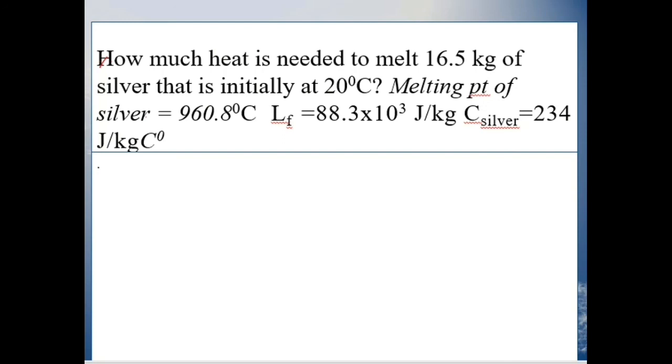Take note that it's not always 0 or 100 where phase change occurs. It depends on the material. That's why in your module, you can see in the table that there are different values for the melting point. It depends on the substance. Okay? So for this one, we have silver, so it's 960.8. The initial temperature is 20 degrees Celsius. So let's graph it.